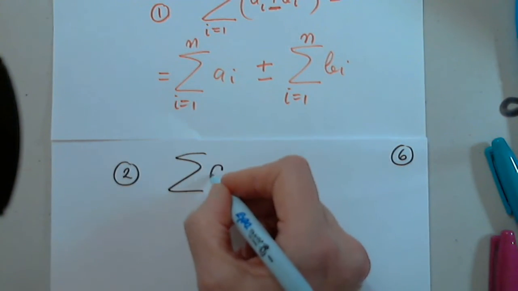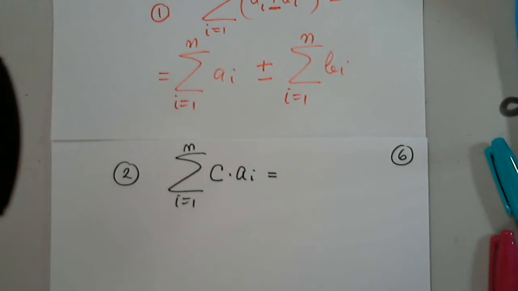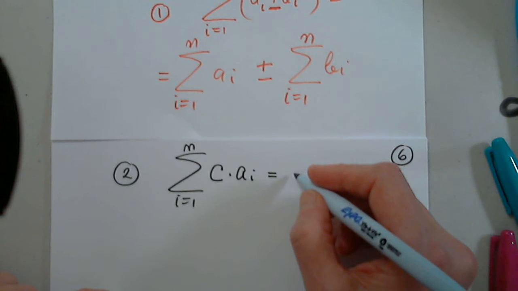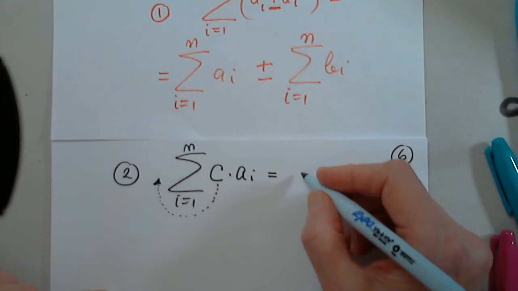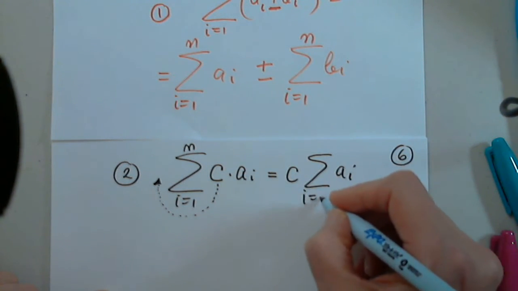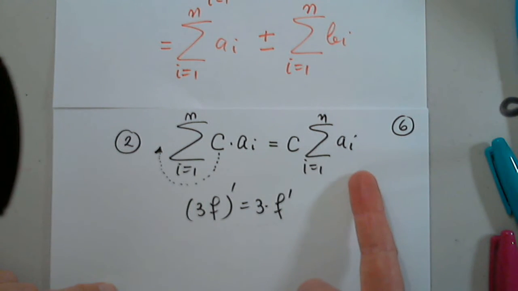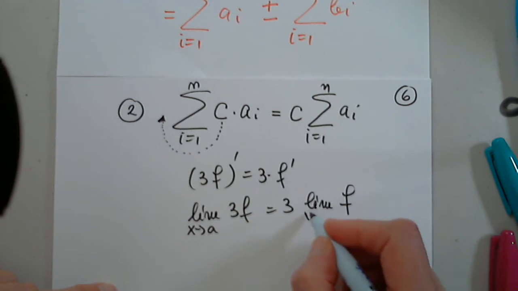Property 2: the sum of a constant times a general term. What do you think will happen? We've seen it with limits. We've seen it with derivatives. We are seeing it again with sigma notation or summation notation. Anyone? The sum of c times a sub i is c times the sum of a sub i, from i equals 1 through n. Remember? The derivative of 3 times the function is 3 times the derivative of the function. Same thing. If we had the limit of 3 times the function as x approaches a, we had 3 times the limit of the function as x approaches a.